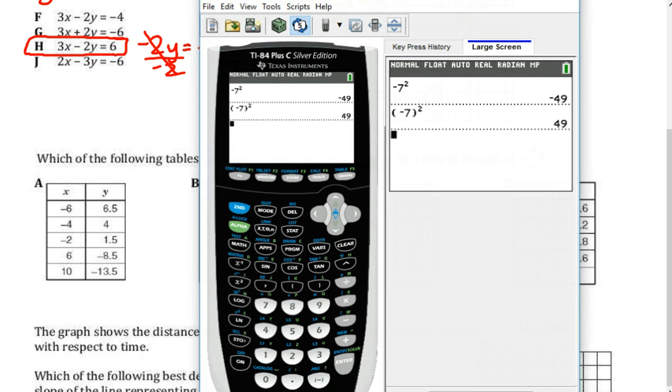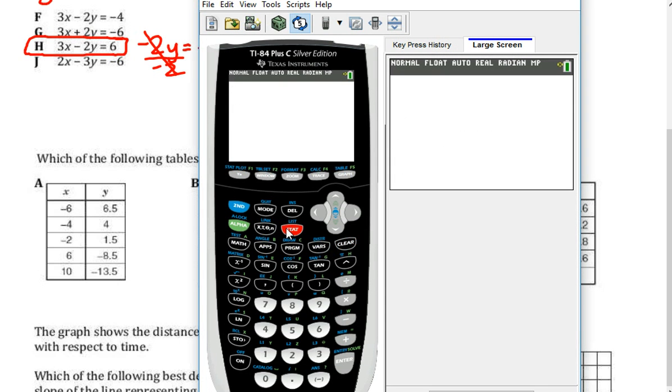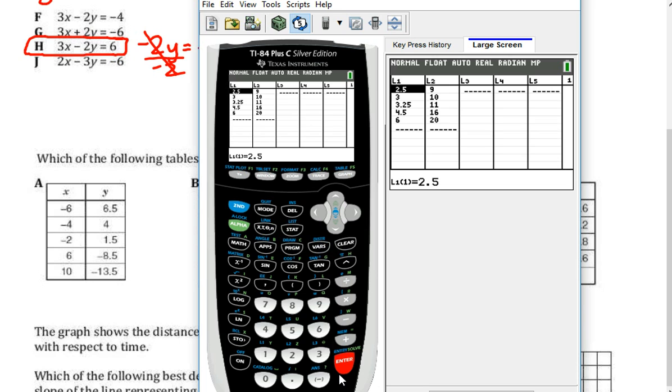So I'd get him out and I would plug these in the stat edit. So I'd go to stat, edit, and now I would enter in these lists. So if I look over here, I enter in my x values first: -6, -4, -2, 6, and 10. And you want to do all of these just in case they try to trick you. And then here I'll have 6.5, 4, 1.5, -8.5, and -13.5. Alright, so now I have all my tables and I'm going to double check them really quick. It looks like they're right.